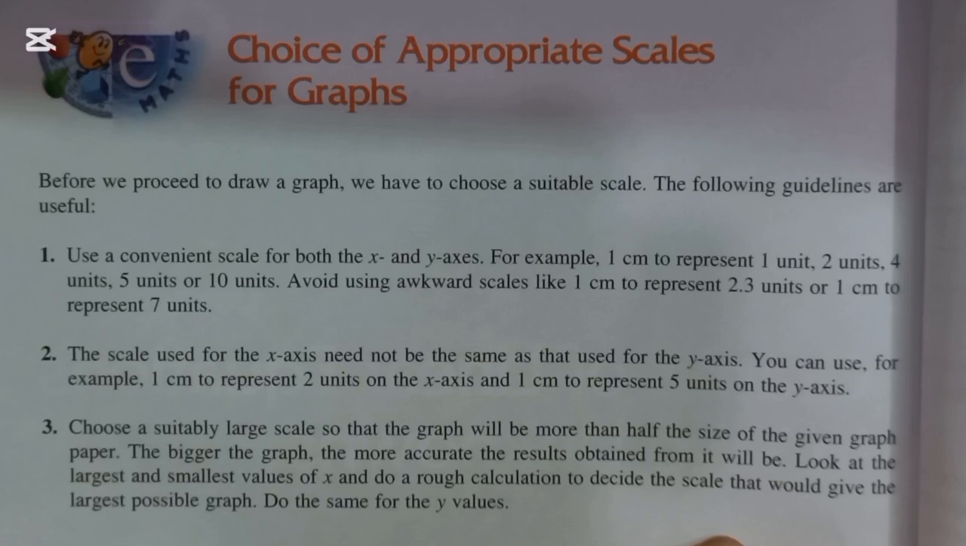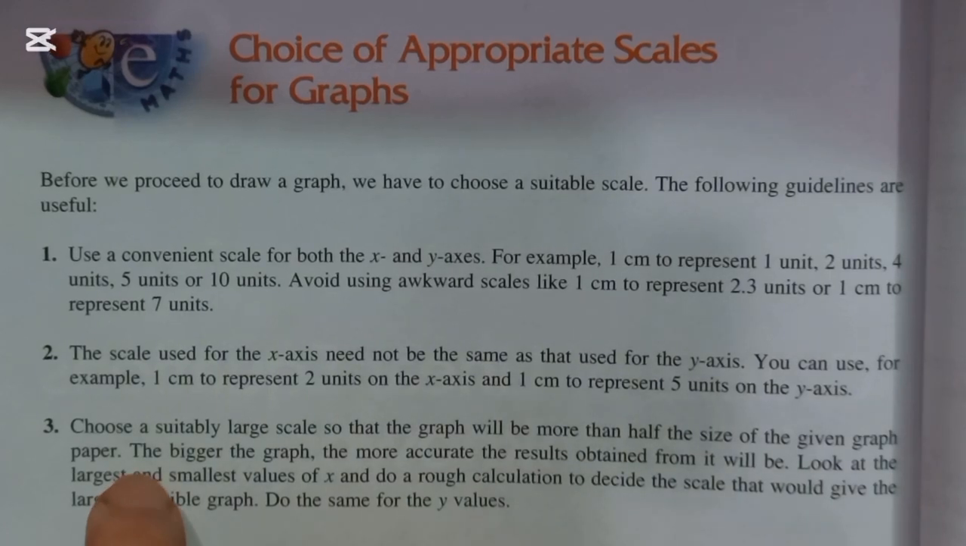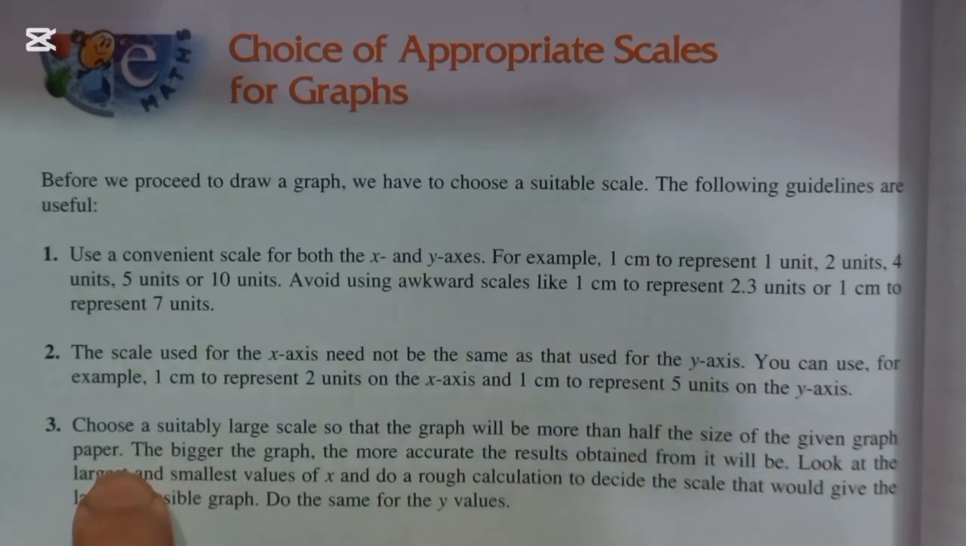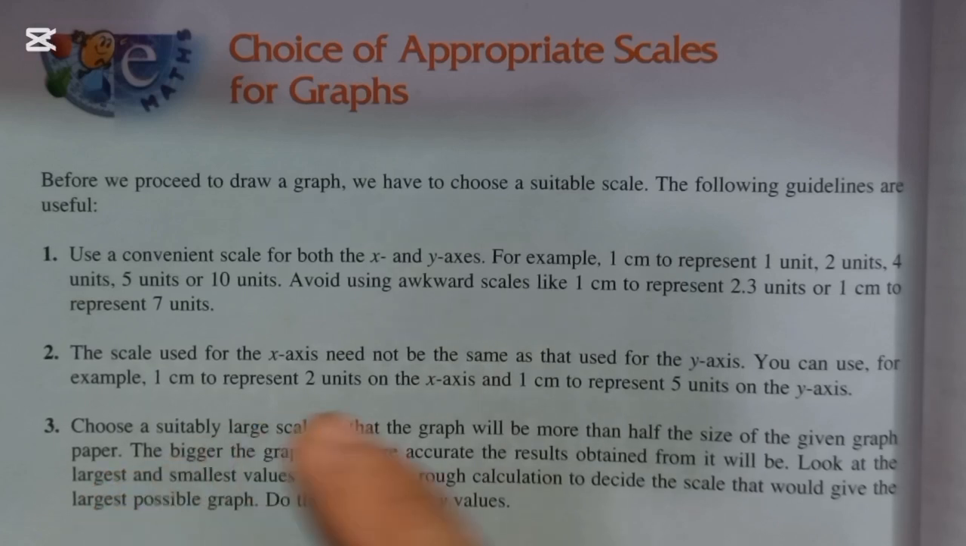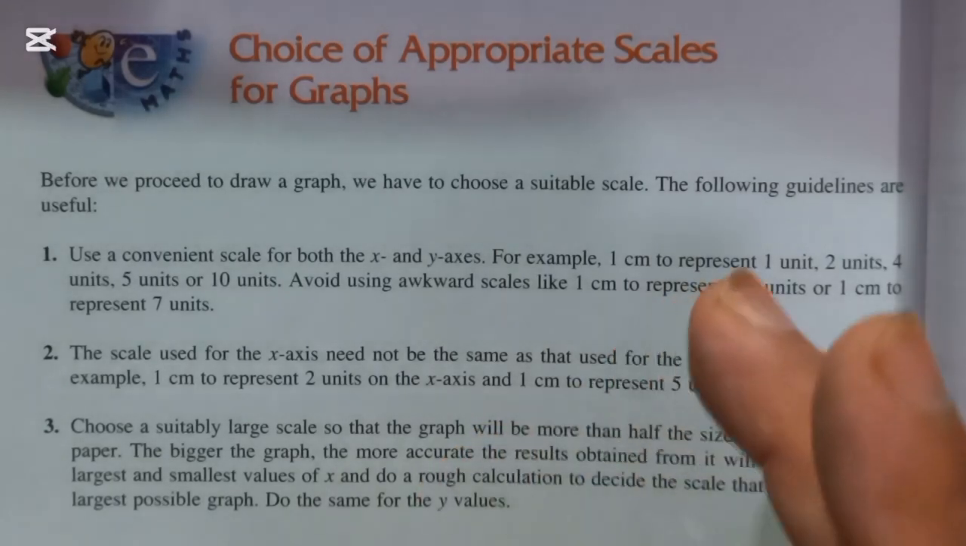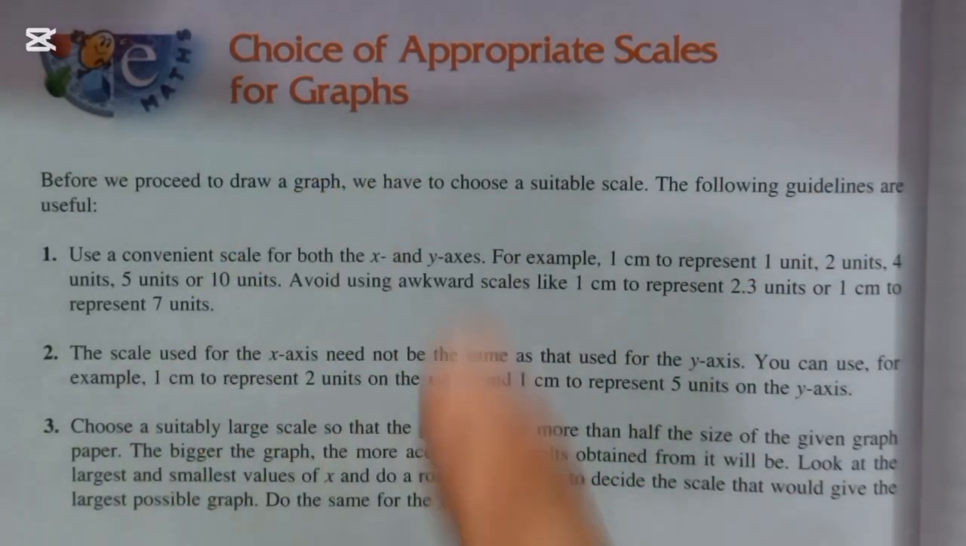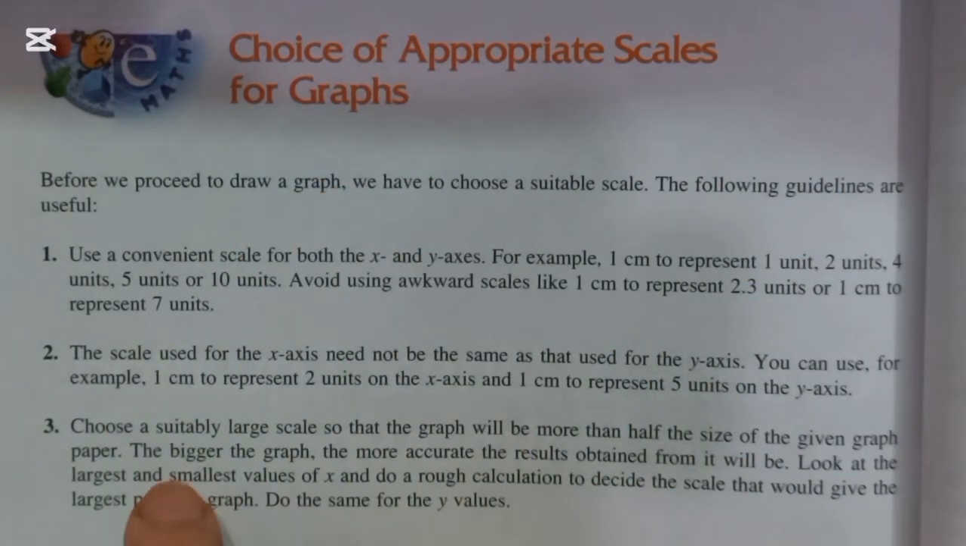The next thing that you have to understand is to choose a suitably large scale so that the graph will be more than half the size of the given graph paper. This is a very important point. Do not draw a graph of very small size. Try to draw the graph as large as possible according to the size of your graph paper. The bigger the graph, the more accurate the results obtained from it will be.